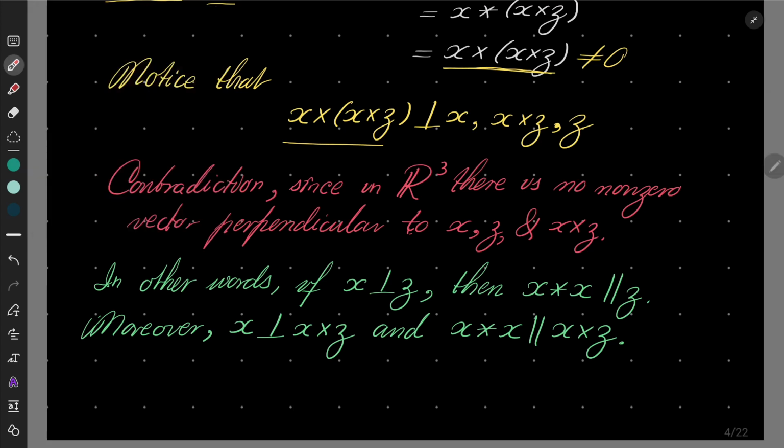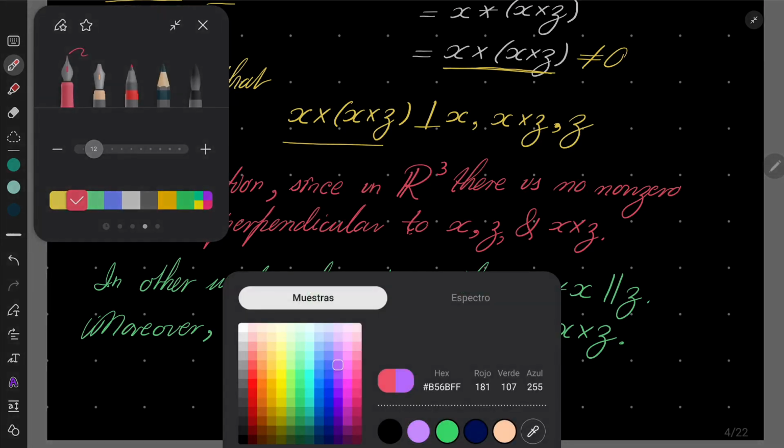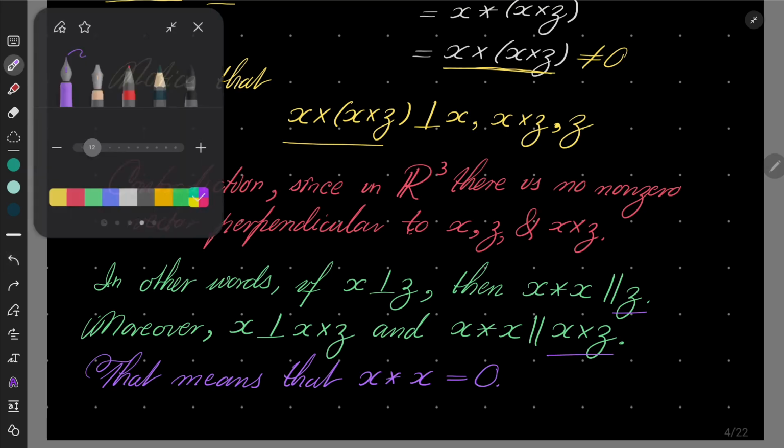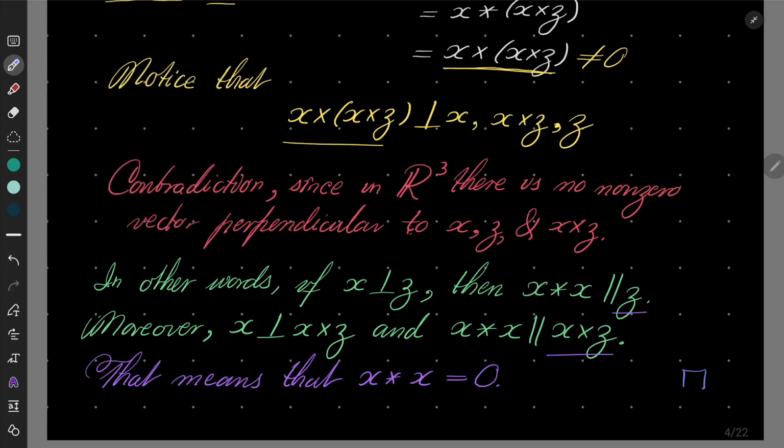That means, maybe let's write it in pink, that x star x must be in fact equal to 0. Because this vector and this vector, they are perpendicular. And the very same vector cannot be parallel to two perpendicular vectors. It can be in only one case, if it's 0. So it must be 0. And that closes the proof of our third and final lemma.